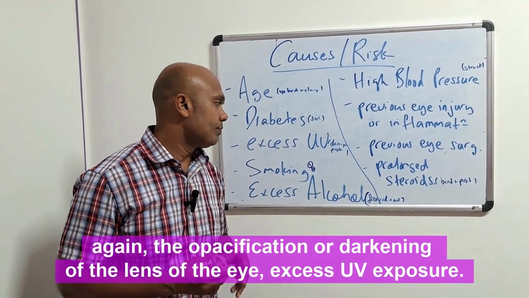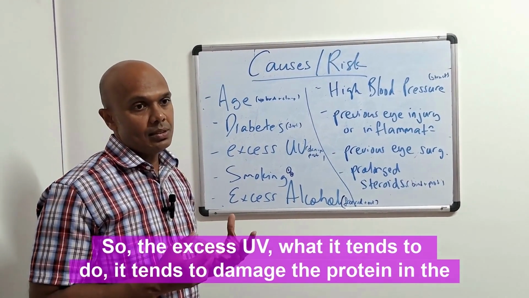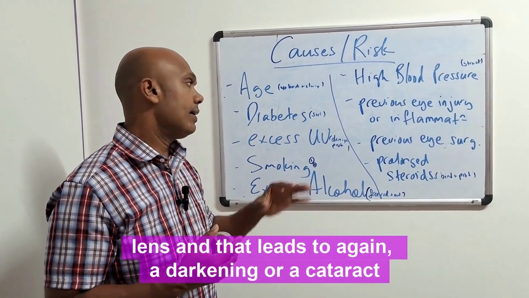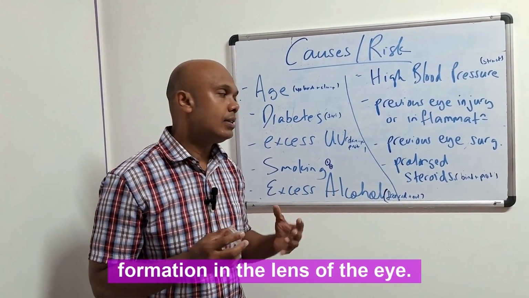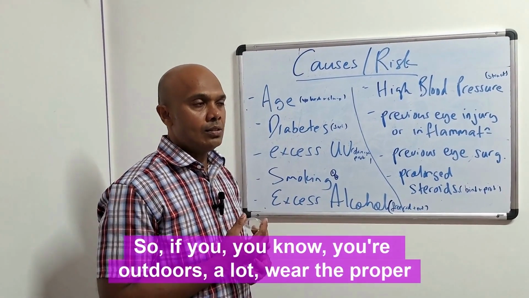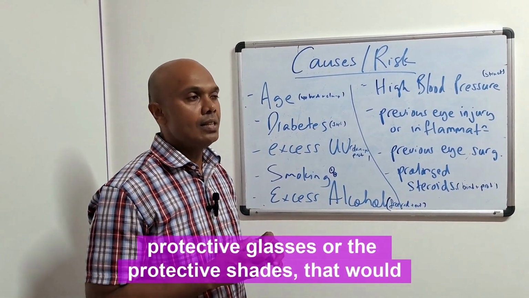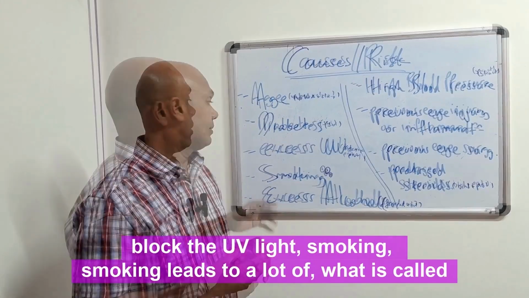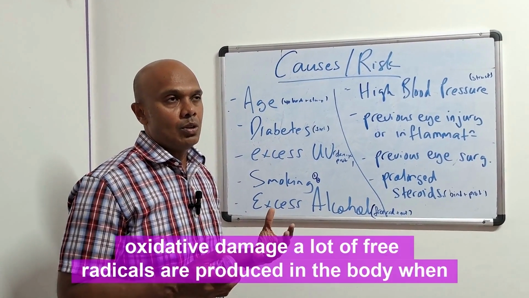Excess UV exposure. So the excess UV tends to damage the protein in the lens. Okay, and that leads to, again, a darkening or cataract formation in the lens of the eye. So if you're outdoors a lot, wear the proper protective glasses or the protective shades that would block the UV light. Smoking leads to a lot of what is called oxidative damage.